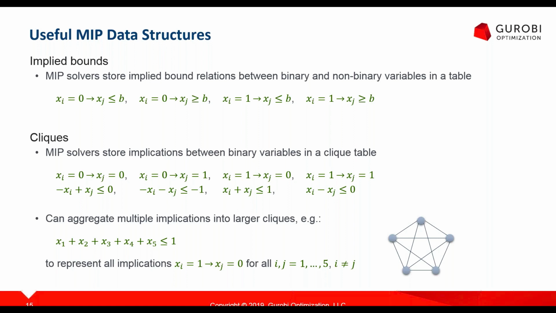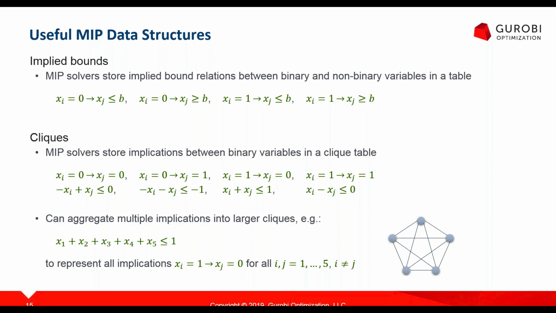An implied bound is a relation between a binary and a non-binary variable, namely that if you fix the binary variable to some value, say for example 0, then the non-binary variable has a certain bound. So in the first example here, xi equals 0 implies xj is smaller or equal to b. That is one implication that can be stored in the implied bound table. And then there are, of course, all the other possibilities. The variable can be fixed to 1, and we can also have larger or equal, so lower bounds for the implied variable. Now, a special case is that the second variable, the xj, the implied variable, is also binary.